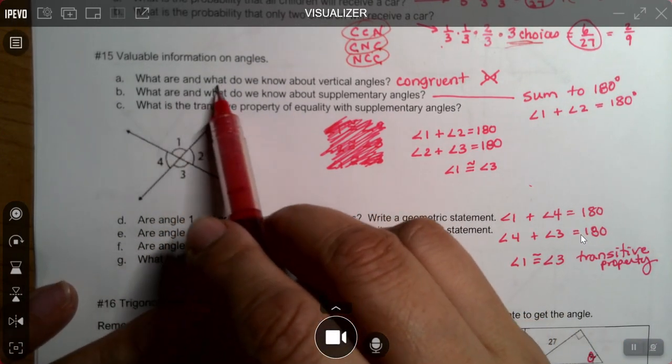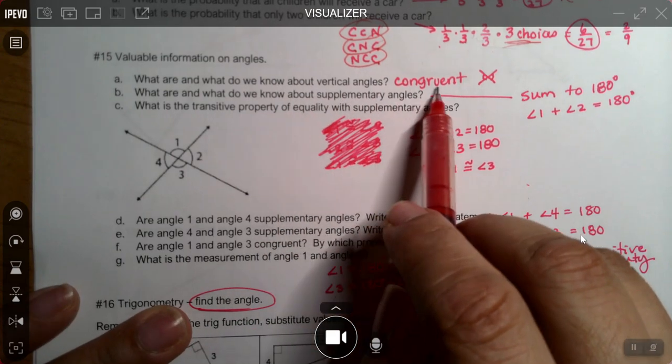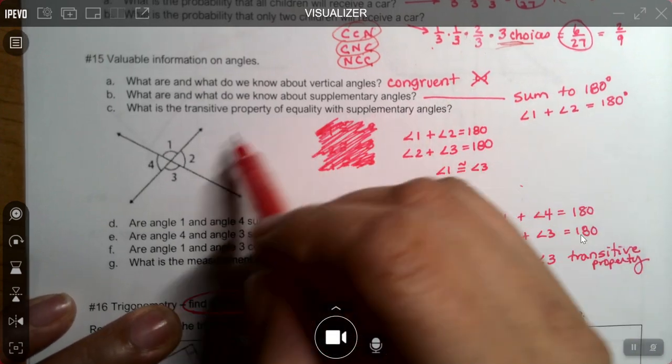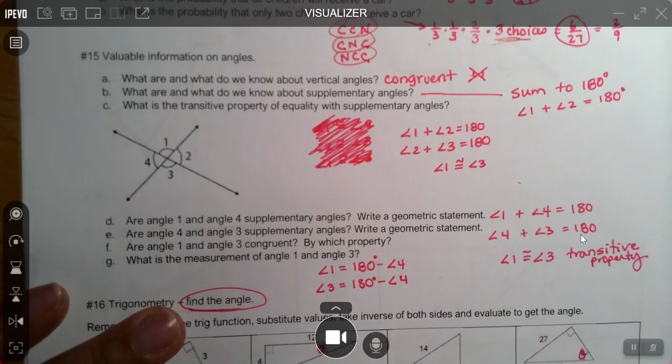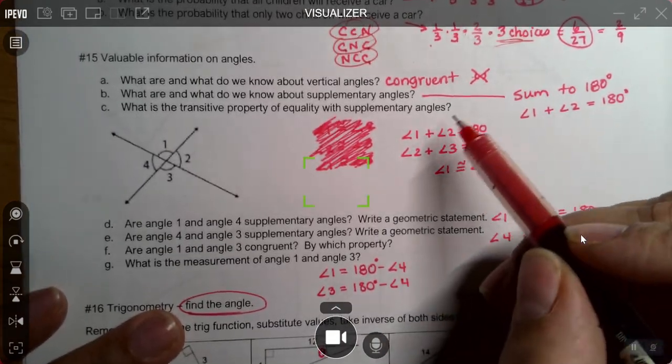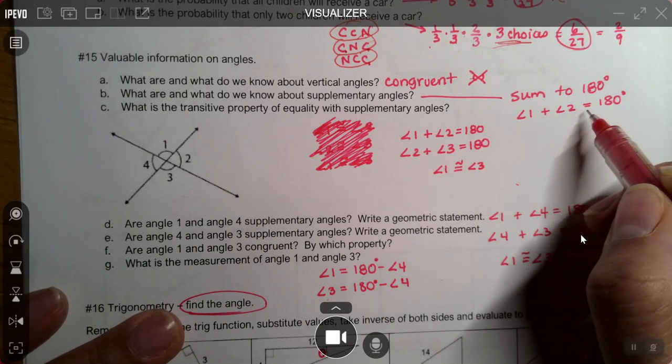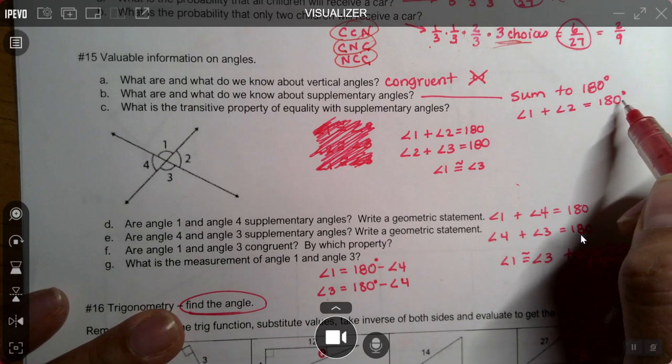Angles. What are and what do we know about vertical angles? Vertical angles are congruent and they're across from each other when 2 lines intersect. What are and what do we know about supplementary angles? Supplementary angles sum to 180. So angle 1 plus angle 2 equals 180 degrees.